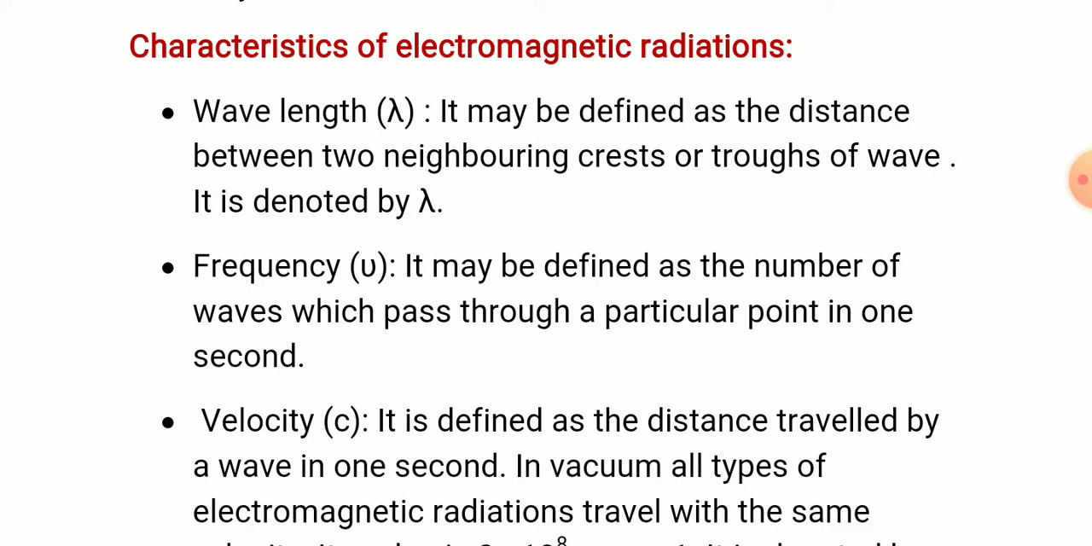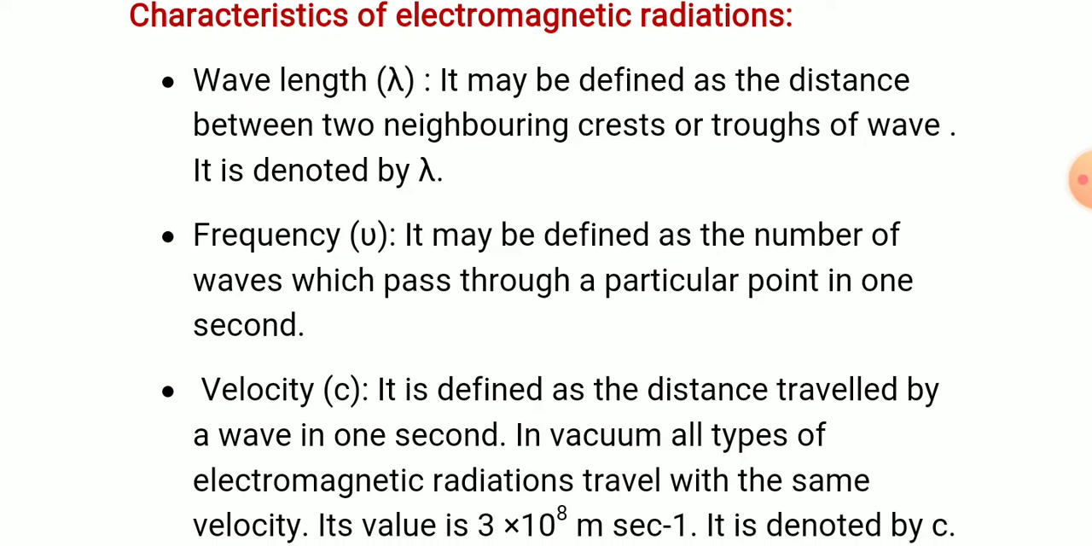Now the second characteristic is frequency. It is denoted by nu. It looks like v, but it is nu. Frequency is defined as the number of waves which pass through a particular point in 1 second. And the next characteristic of electromagnetic radiation is velocity.